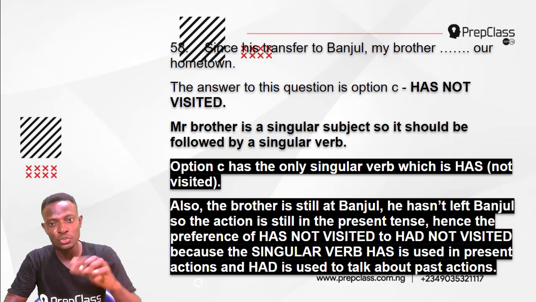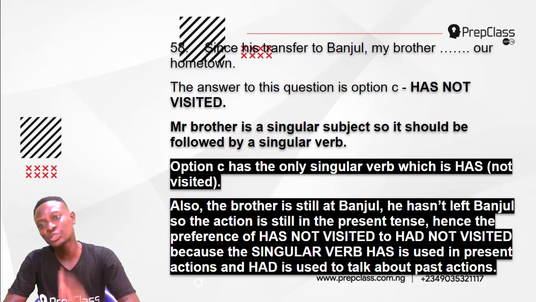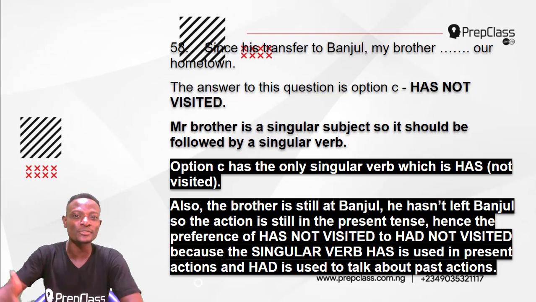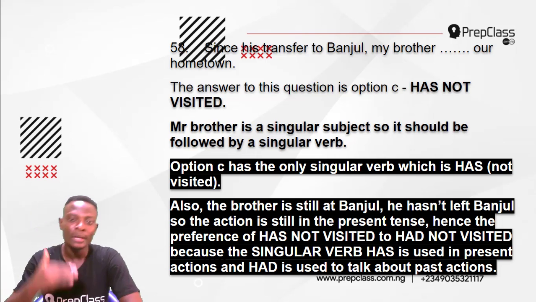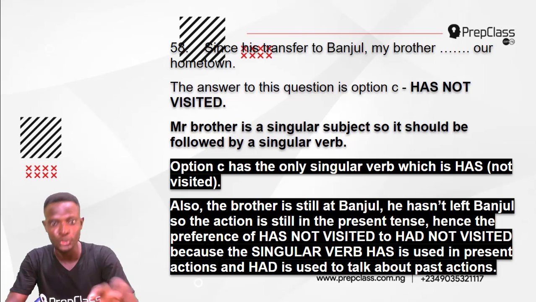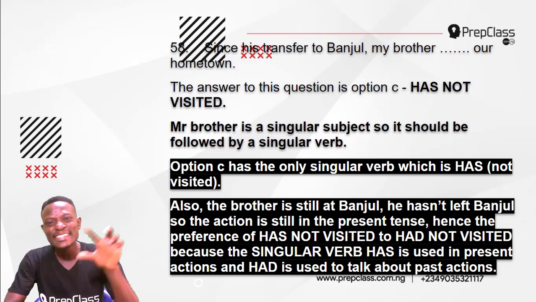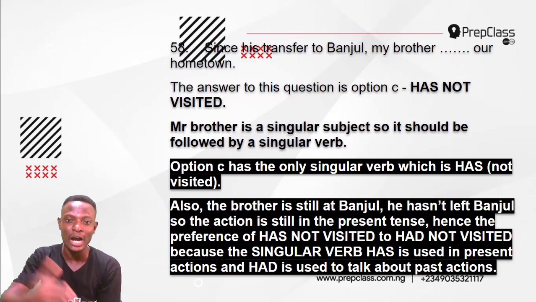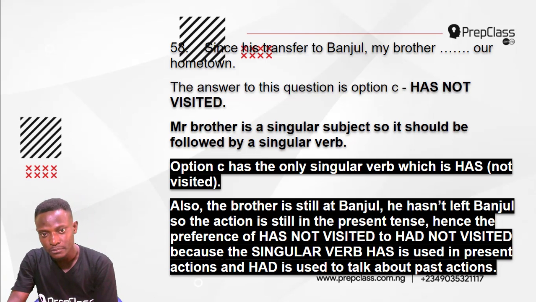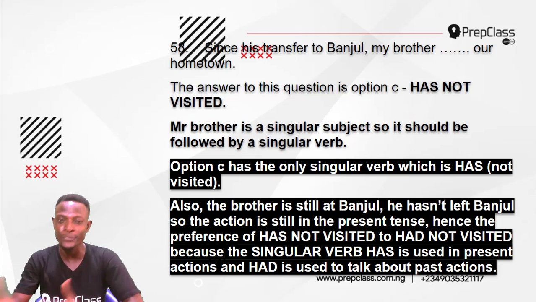Now, the answer to this question is option C, has not visited. Since it's transferred to Banjul, my brother has not visited our hometown. My brother is a singular subject, so it should be followed by a singular verb. Now, has is a singular verb. Since it's transferred to Banjul, my brother has not visited our hometown. Now, option C has the only singular verb, which is has, which forms the answer has not visited.